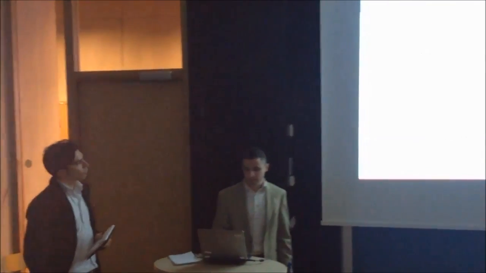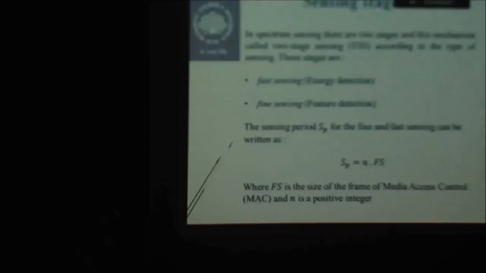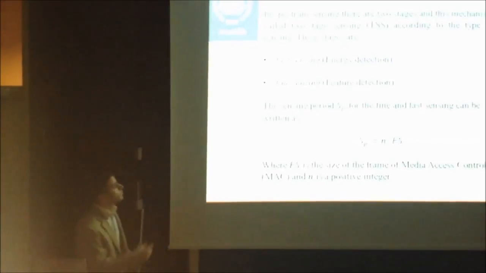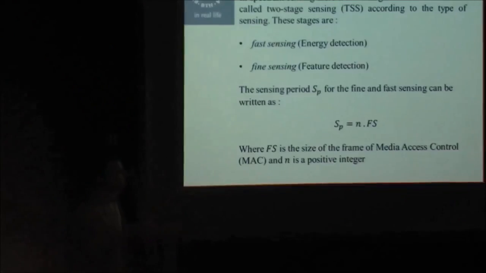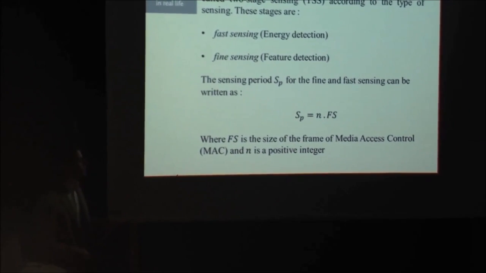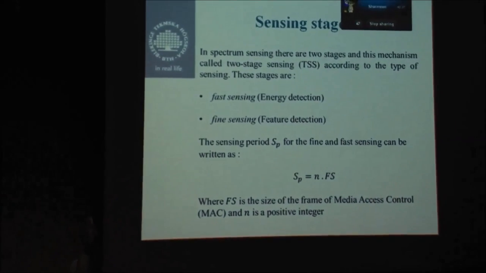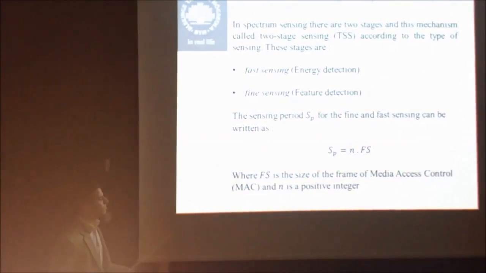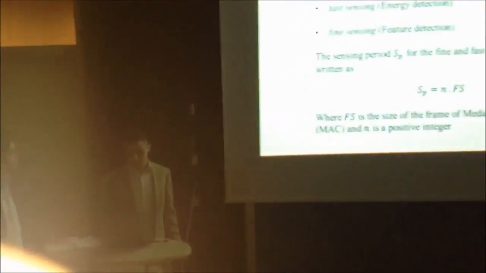We have fast sensing and fine sensing. The fast sensing we call energy detection, and fine sensing we call feature detection. The two stages together we call TSS, the two-stage sensing. We can see from the equation that for the whole sensing time, for the whole frame, it's n times fs, where fs is the size of the frame and n is a positive integer.